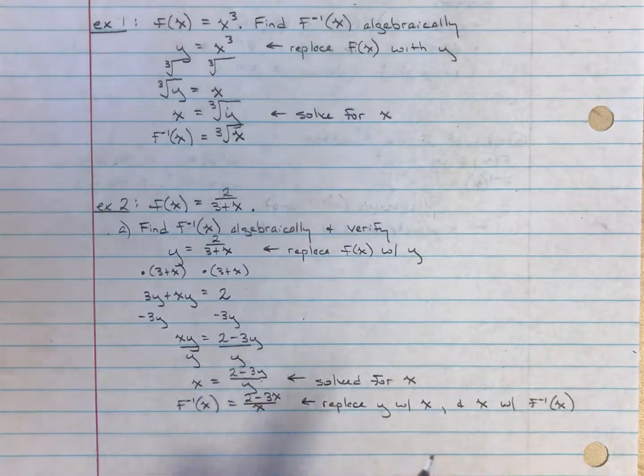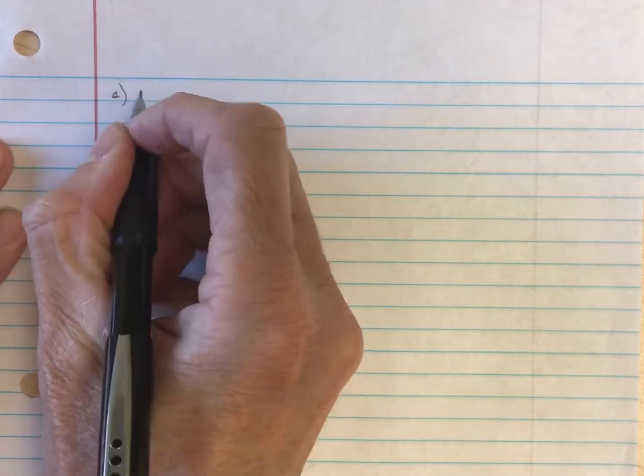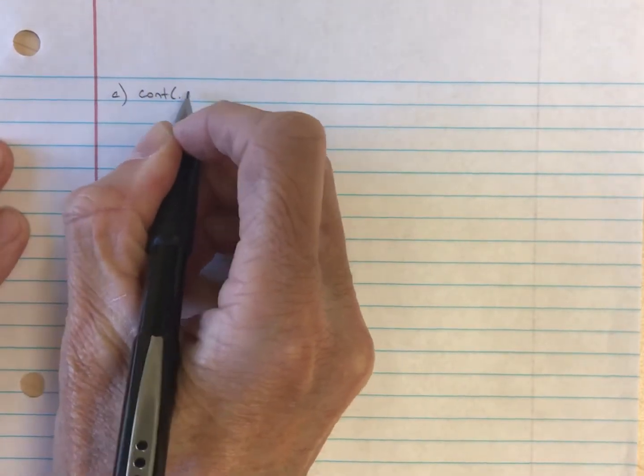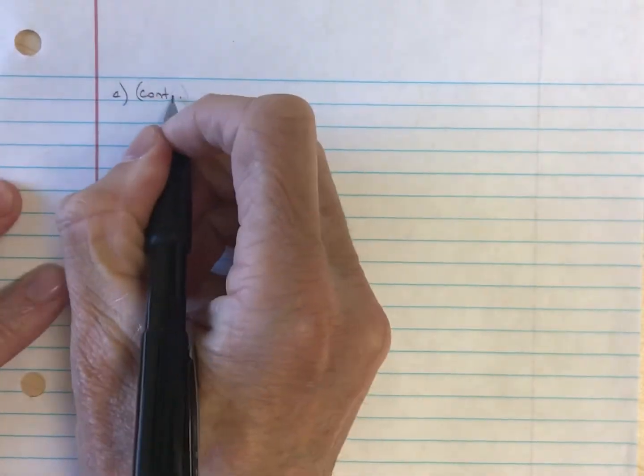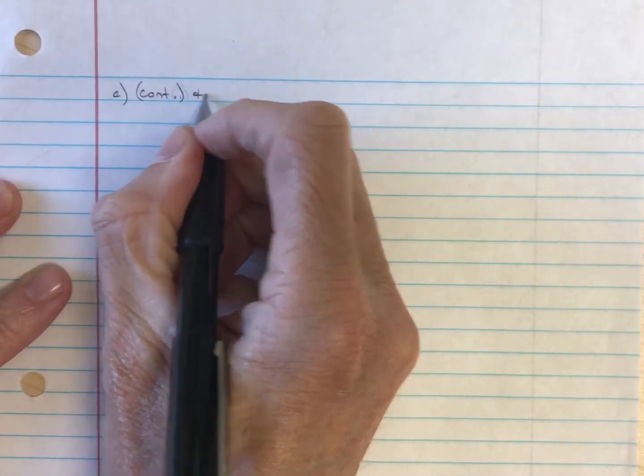Let's verify that. I'm going to get another piece of paper out, and I'm going to continue this example with our verification. So A, continue. Whoops, that's not what I wanted to do. Okay, I want to continue A and verify.